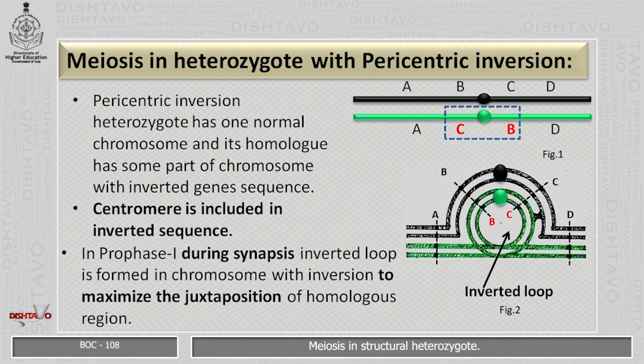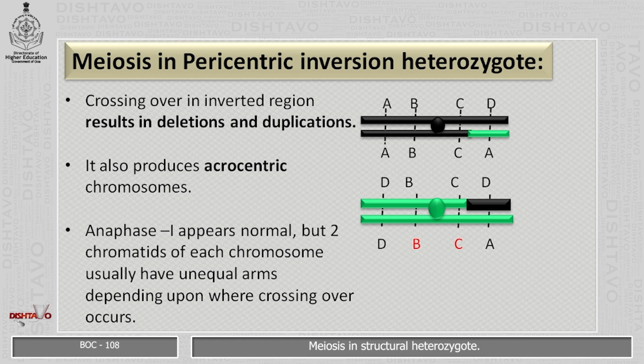Meiosis in heterozygote with pericentric inversion. A pericentric inversion heterozygote has one normal chromosome and its homologue has some part of the chromosome with inverted gene sequence. The centromere is included in the inverted sequence, as you can see in figure 1. In prophase 1, during synapsis, an inverted loop is formed in the chromosome with inversion to maximize the juxtaposition of homologous regions, as you can see in figure 2. Crossing over in the inverted region results in deletions and duplications, as you can see in the shown figure.